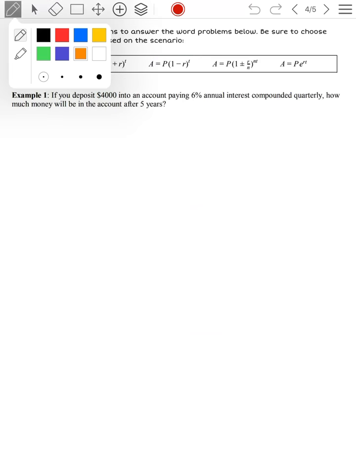Okay, question 3. If you deposit $4,000, there's my P, my starting amount, into an account paying 6% annual interest compounded quarterly. So there's a bunch here. I have my rate, 6%, compounded quarterly. That tells me my N value. So quarterly, remember, means 4 times a year. How much money will be in the account after 5 years?